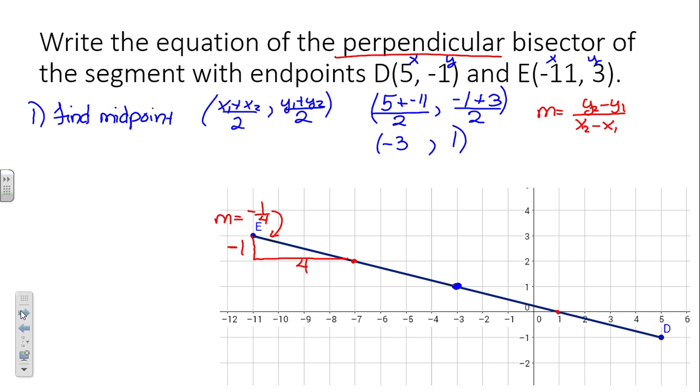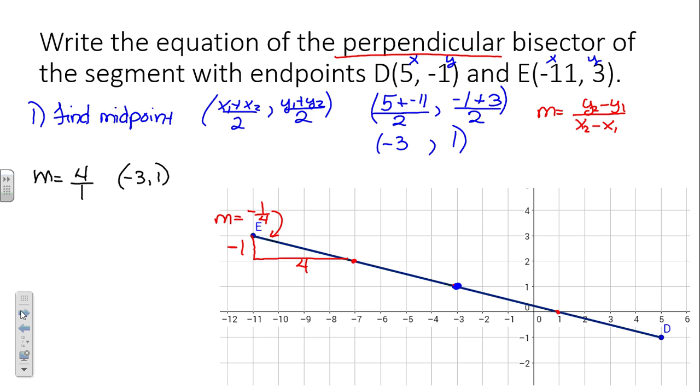So far, so good? All right, so we have a slope of the original line. What's the slope of our new line, our perpendicular bisector, going to be? This one's negative 4 over 1. The perpendicular is going to be, sorry, this one was negative 1 over 4. The perpendicular is going to be positive 4 over 1, right? Okay, so our slope of our line will be 4. We know our point is negative 3, 1.